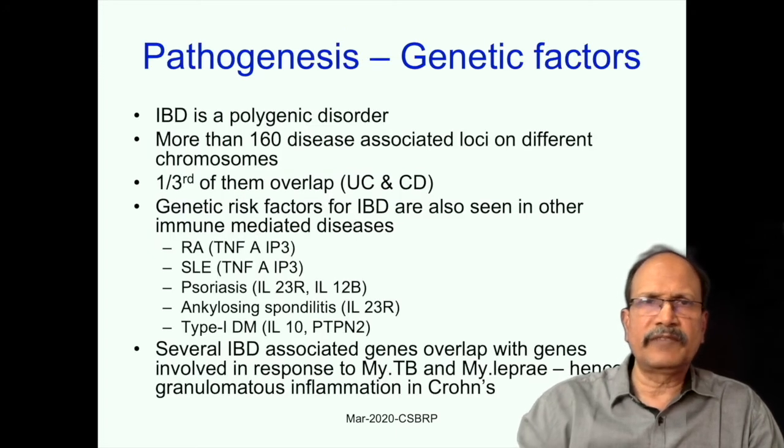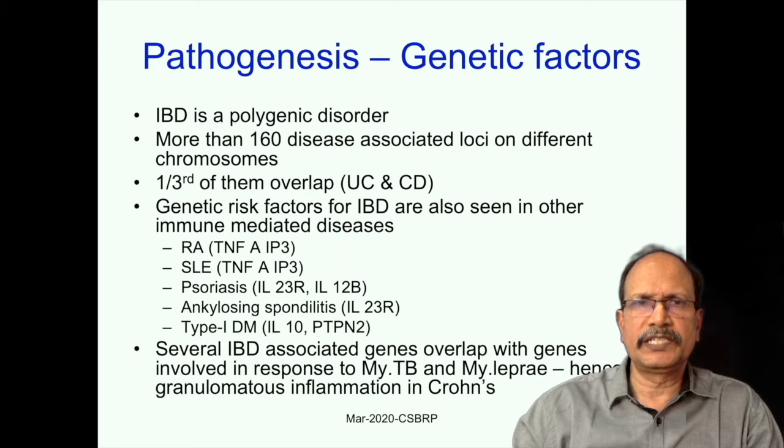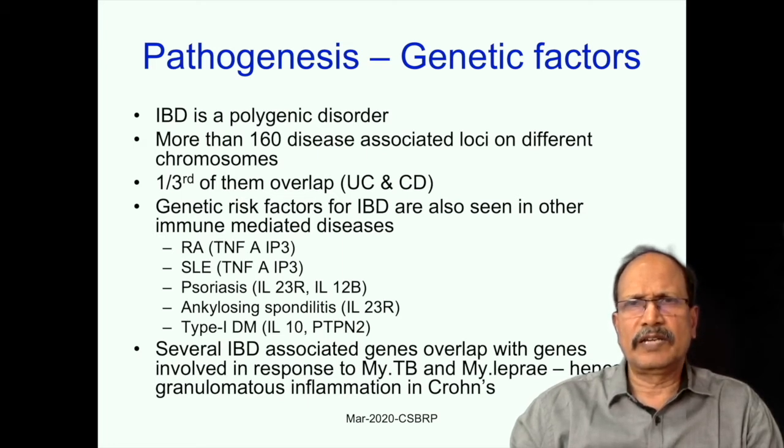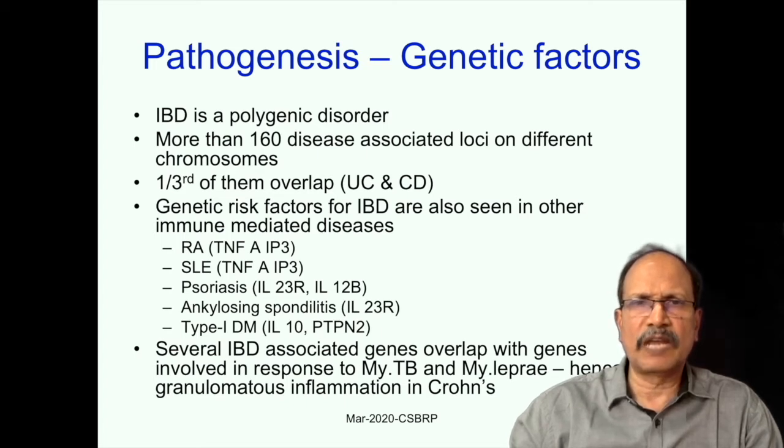So coming to the genetic factors, IBD is a polygenic disorder and more than 160 genes have been identified to be associated with IBDs, and one-third of them, belonging to ulcerative colitis and Crohn's disease, overlap. Because of this overlapping, they sometimes have common features, which makes it very difficult to categorize whether the patient belongs to Crohn's disease or ulcerative colitis.